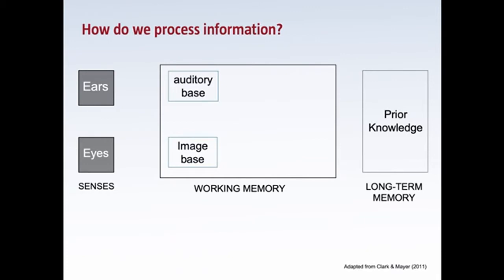We have working memory and long-term memory, and in long-term memory, we have our prior knowledge. Working memory is where processing of new information happens. And it happens as a result of information we bring in through our senses, what we see and what we hear. These are separate channels for processing information, visual information and verbal information. These channels, working memory, can become easily overloaded.